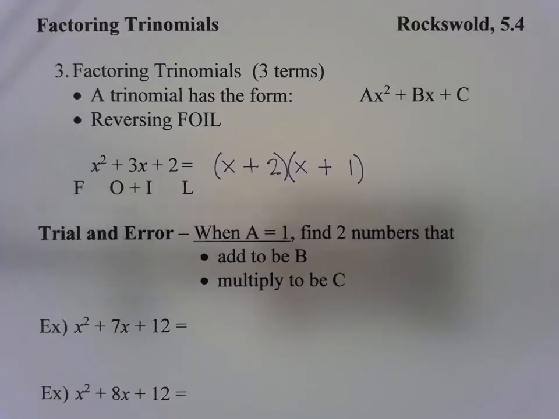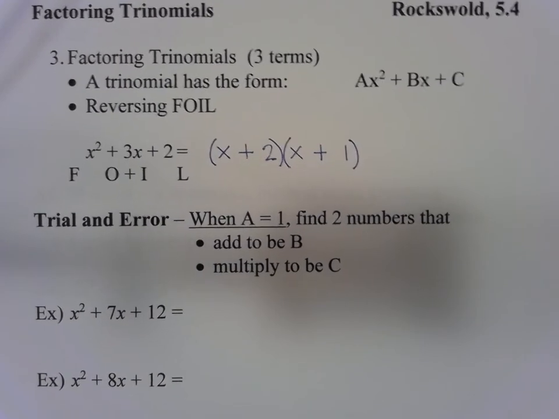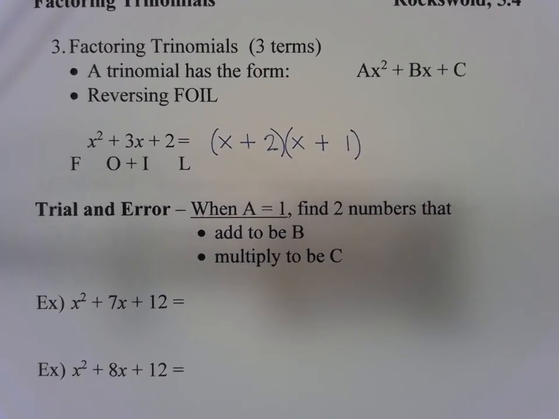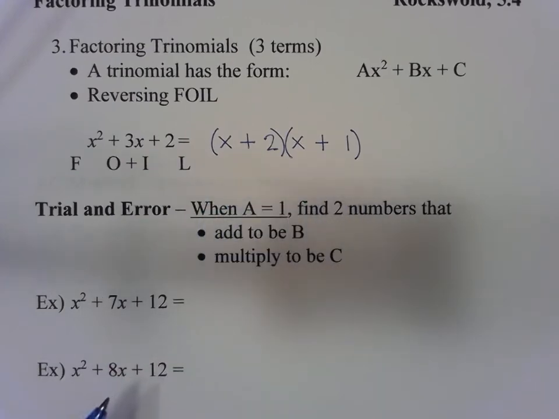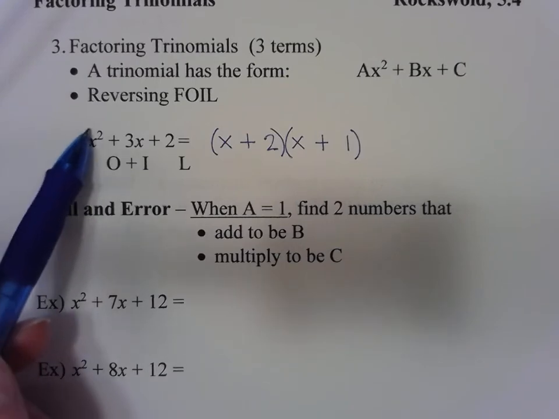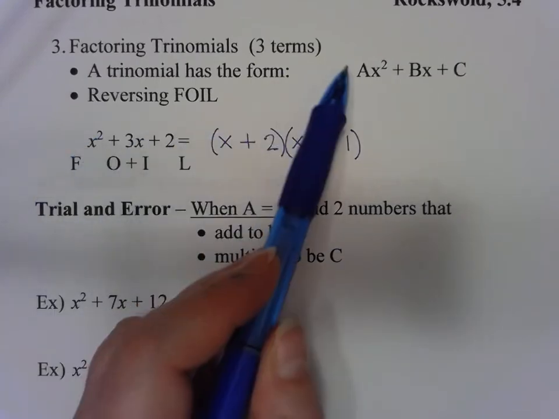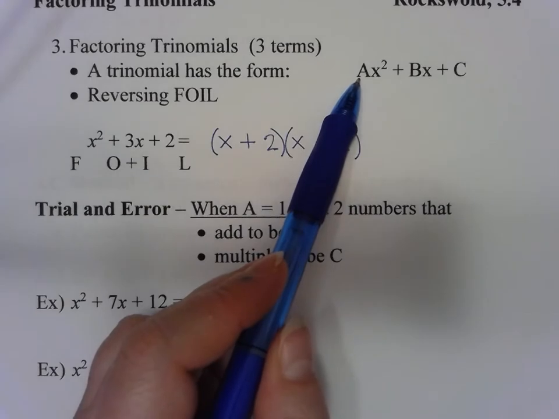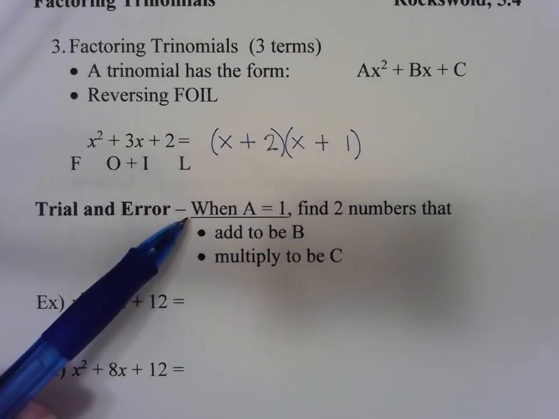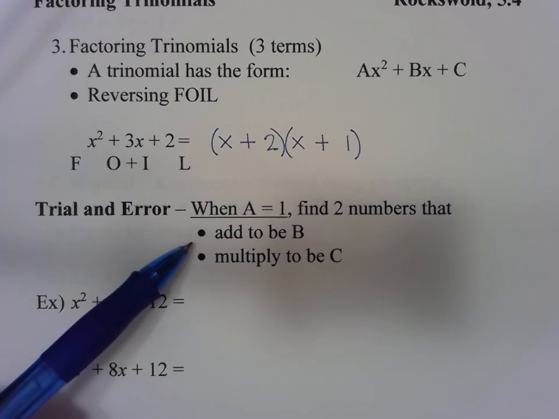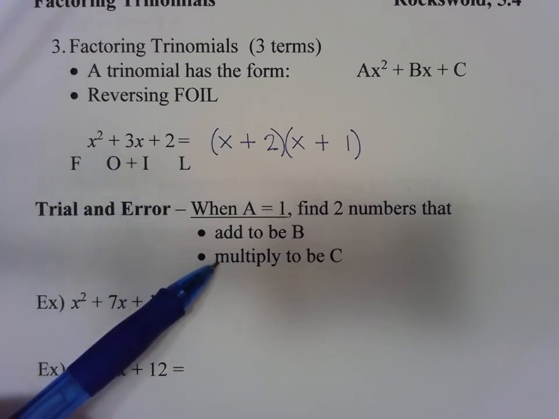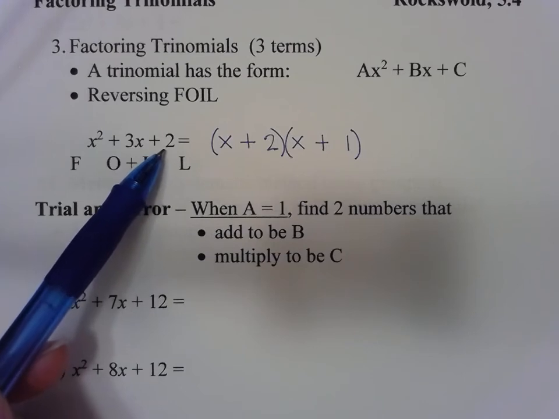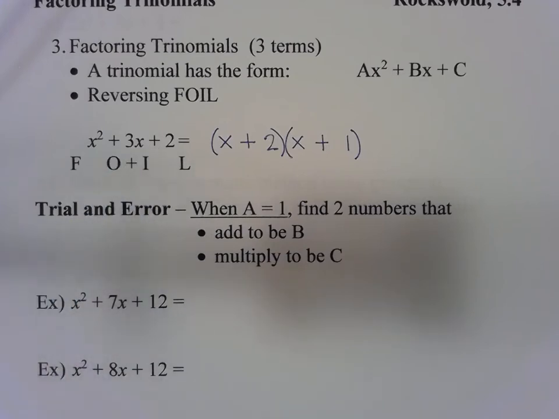Okay, that's a basic summary of what's called the trial and error method, where we try things, right? We make our 2 parentheses and we try things out. So if we have something that starts with just x squared, no number in front, no a, or a is 1, it amounts to finding 2 numbers that add to be b and multiply to be c. So let's try that out.